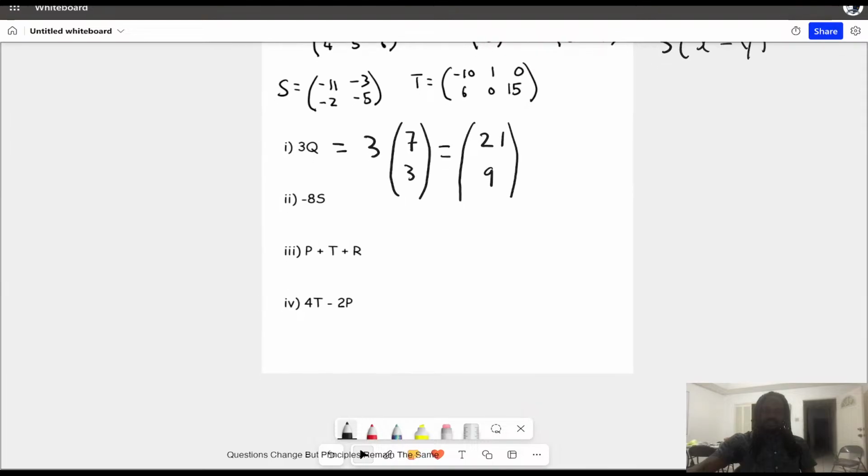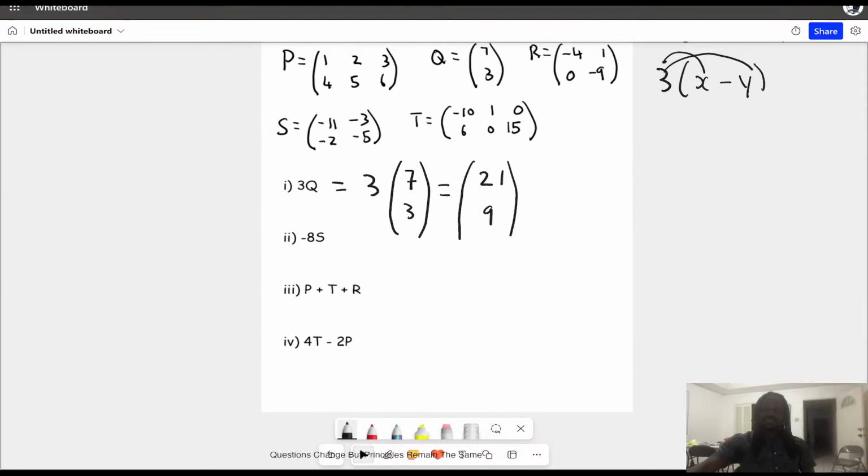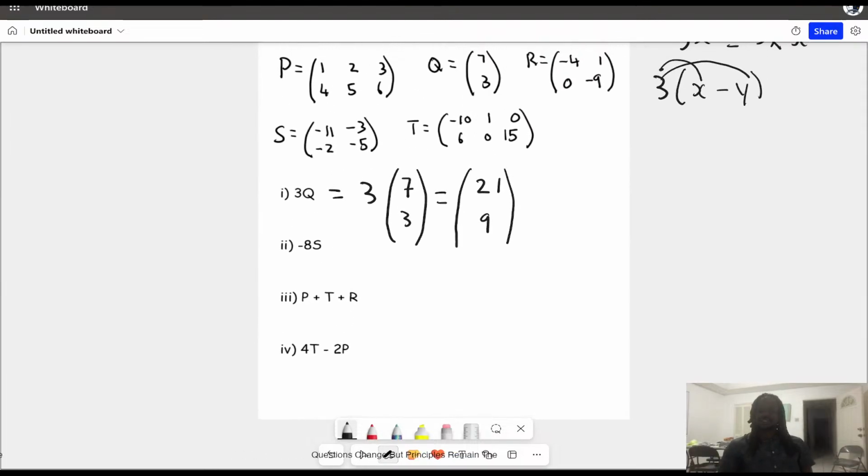Next, we have negative 8S. Again, the principle remains the same. So that means that we're multiplying negative 8 by whatever the matrix S is. What's the matrix S?